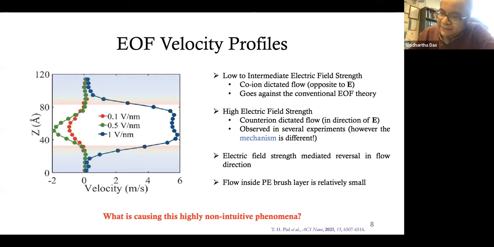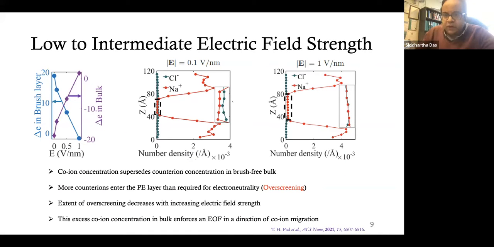The question is why this is happening. The reason is what we identify as overscreening at low to intermediate electric field strength, overscreening within the polyelectrolyte brush layer. What do I mean by that? The polyelectrolytes are negatively charged, so to screen them there will be positive counterions, the sodium counterions. We have added a salt as well. We find that there are more sodium ions inside the polyelectrolyte layer than needed to screen their charges. That's called overscreening.